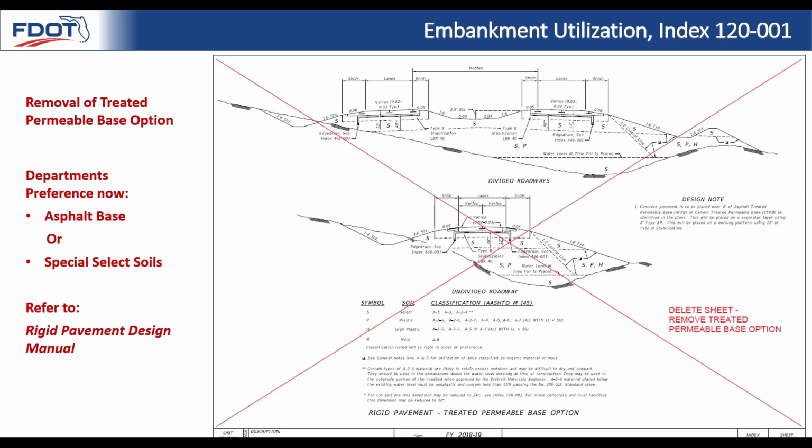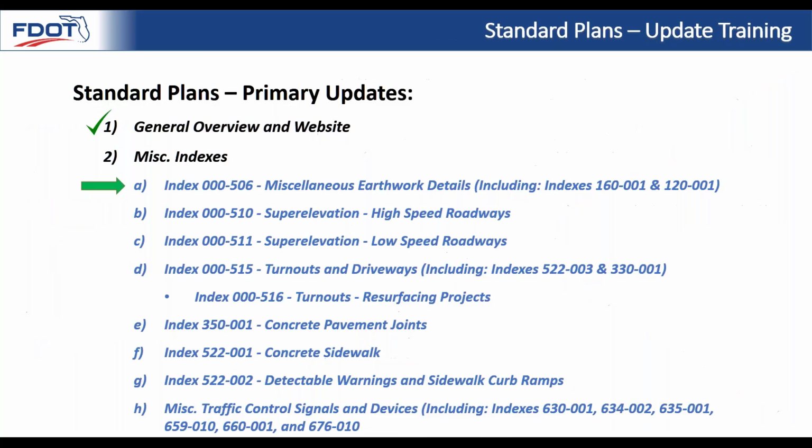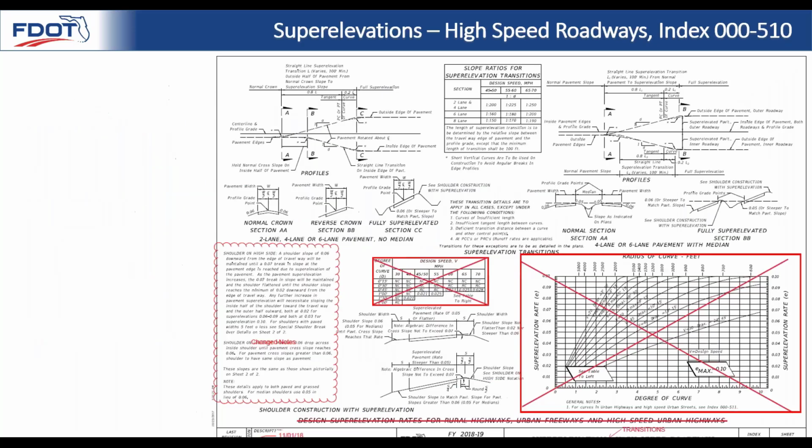So real quickly, we'll go on to some of the super elevation indexes. These indexes will still be in the 000 range because super elevation can obviously apply to several different pavement types that are covered by several different specifications. But one change we did want to make this year is removal of some of the redundant information that is included within the FDM. And in some cases, there was a little bit of conflicting information, especially as we shifted towards some of the new complete streets policy related to super elevation rates.